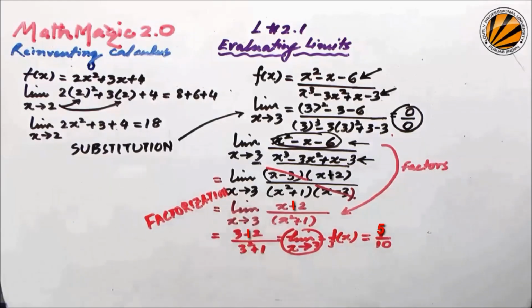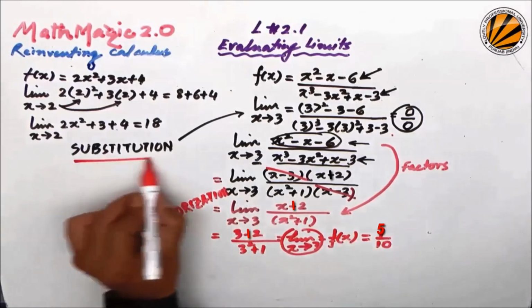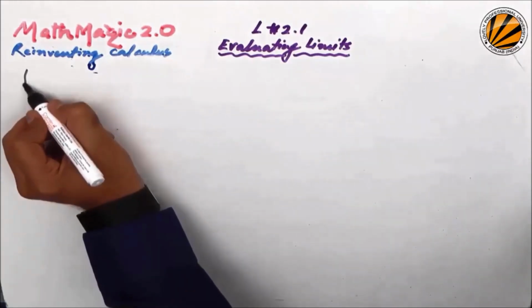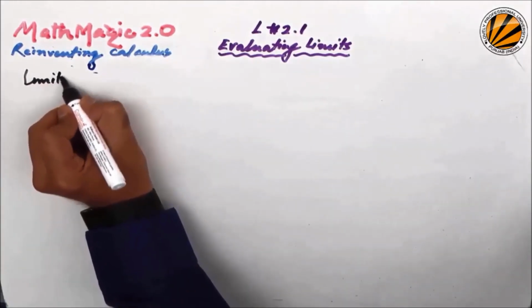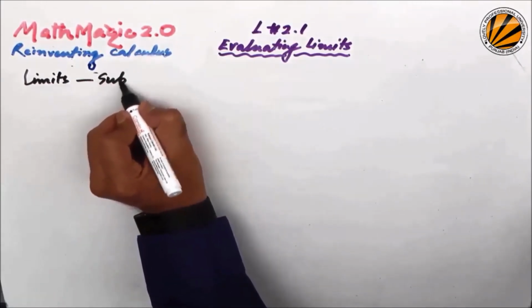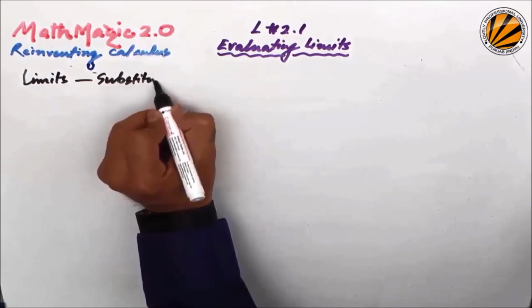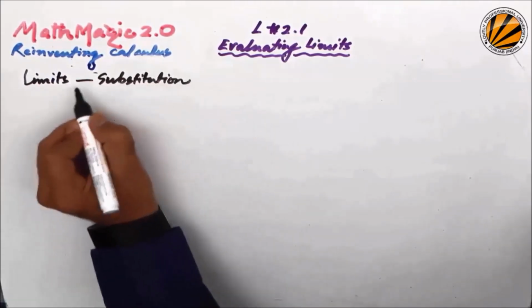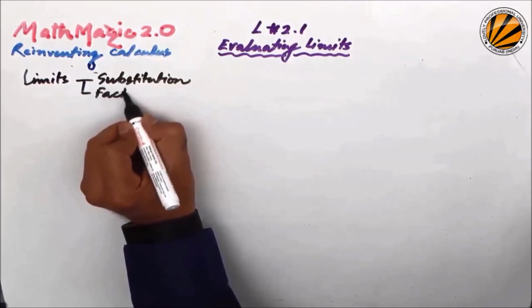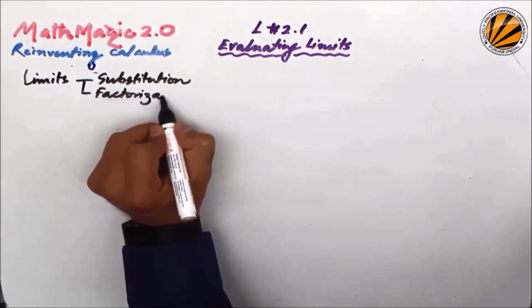So one method is substitution, and the other is factorization. We look to another method. We have seen that limits can be evaluated either directly by substitution, or, when the substitution is not working, by factorization.